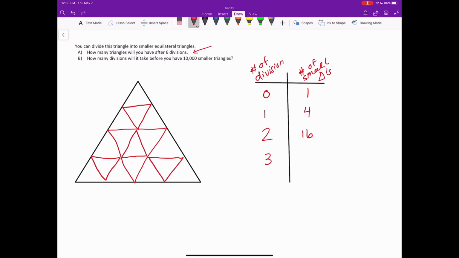Okay, let's cut all these up. Let's do a third round of division on all of these guys. I'll put this in a different color so we can keep track of it. Here's my third round of division.